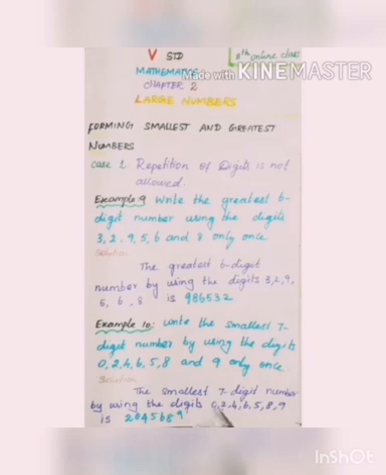The smallest 7-digit number by using the given digits 0, 2, 4, 6, 5, 8, 9 is: first of all, you have to find the smallest number here. 0 is the smallest number, but you don't write 0 as the first digit. Apart from 0, which is the smallest? 2. So you put 2 first. Then you put the 0. Next 4, 5, 6, 8, 9. So this is the smallest 7-digit number that we have written.